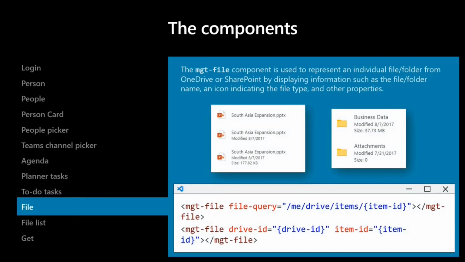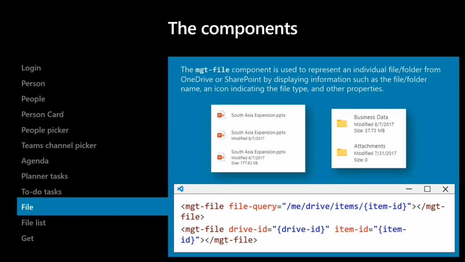The file component. File component is used to represent files that live either in SharePoint or OneDrive, and we can display a lot of the information like the file name, the date, the author. You can even customize which information you want to see there, the icon of the file. You can also do this with folders.